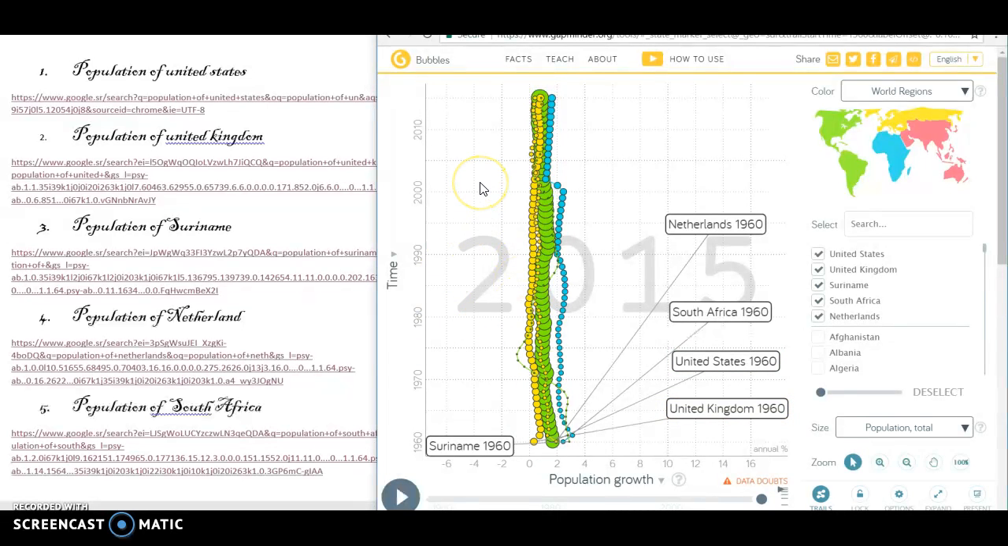So that was my assignment on the population growth of the 5 countries.